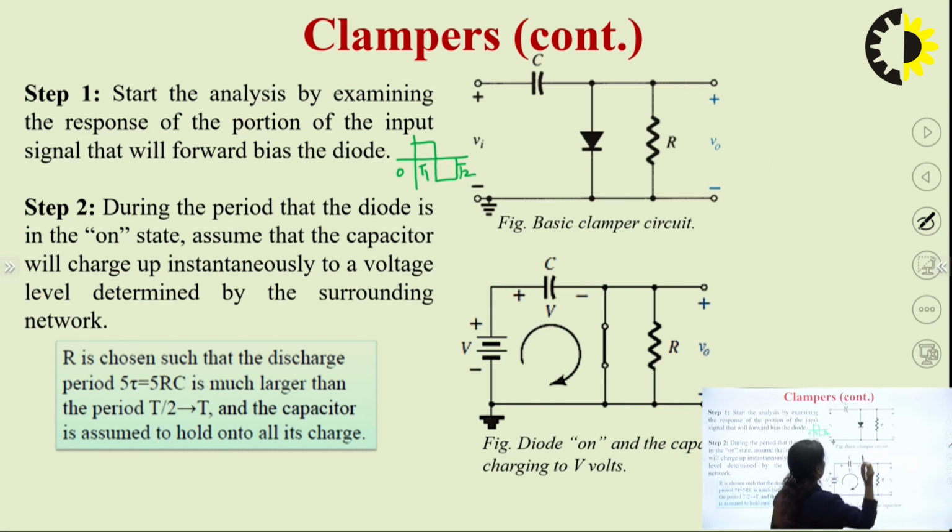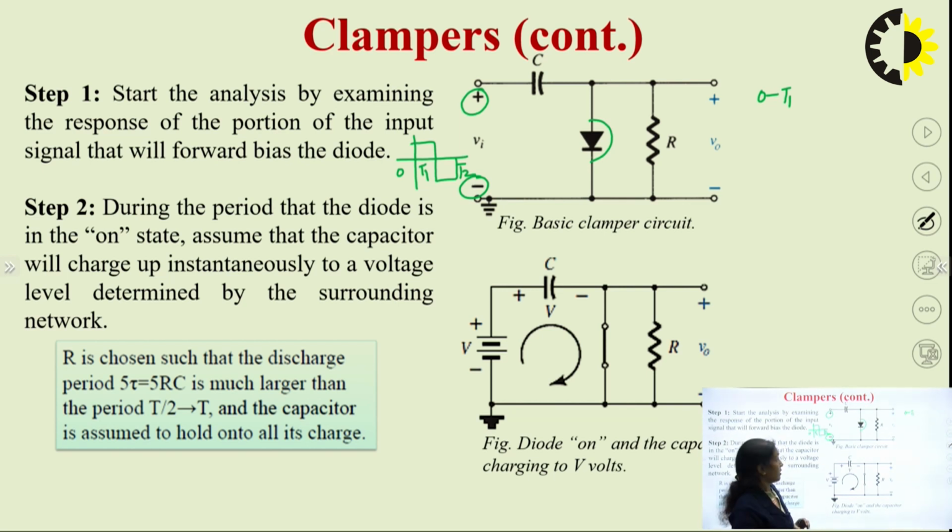During the time period 0 to T1, the diode will be in a forward bias state because this terminal has positive potential and this is at negative potential. This makes your diode forward bias. It is an ideal diode. Because the diode is in a forward bias state for the first half cycle, we can start our analysis. Here, when it is forward bias, current will start flowing in this direction. We always take the direction of the current clockwise, and the rest of the things will fall at the right place automatically.